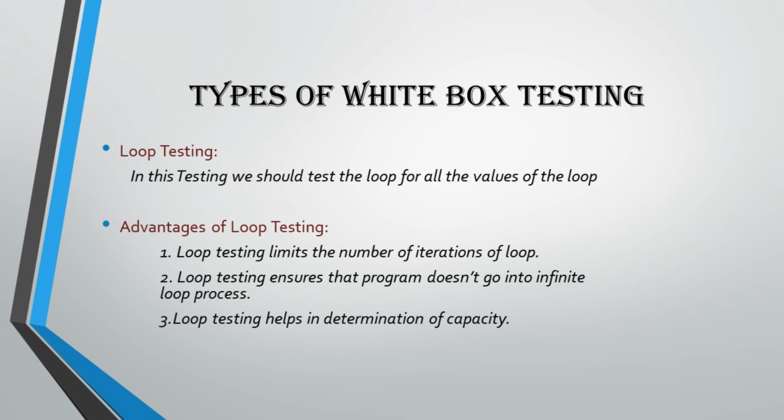Second type is loop testing. Loop testing is a type of software testing type that is performed to validate the loops. It is one of the type of control structure testing. Loop testing is a white box testing technique and is used to test loops in the program.